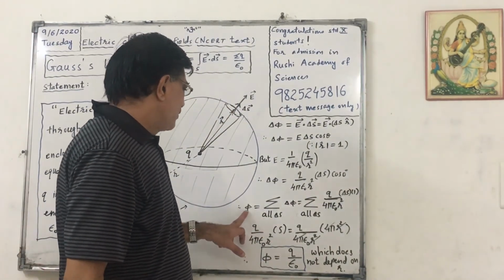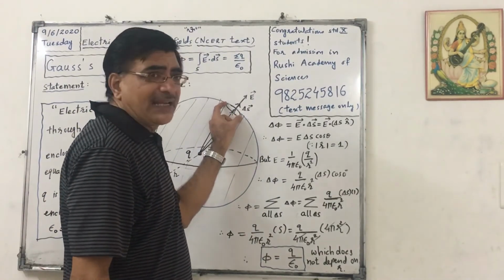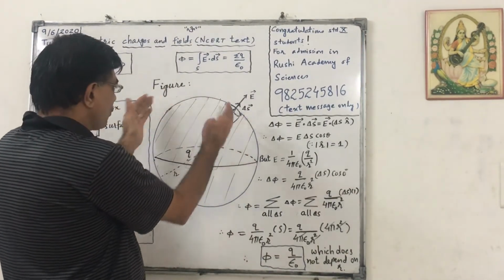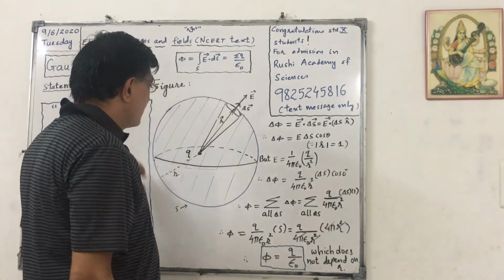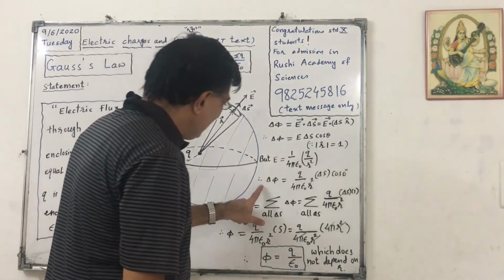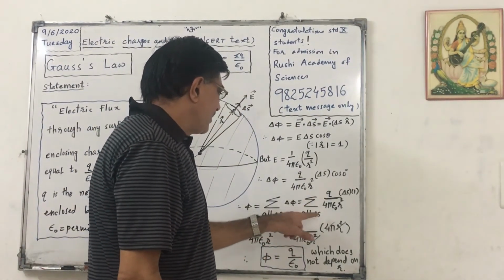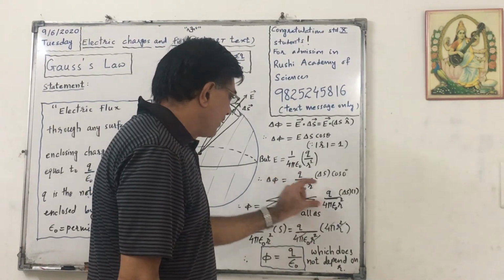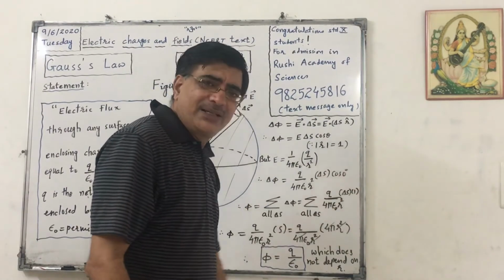Now see, this is the flux linked with a very small surface element, but we have to find out the total flux linked with this sphere. So we have to make a summation of it. Sigma for all delta S, delta phi equals sigma for all delta S of this formula, q upon 4 pi epsilon naught r square, delta S, cos 0 is 1.